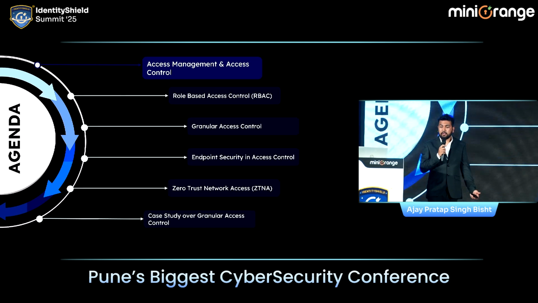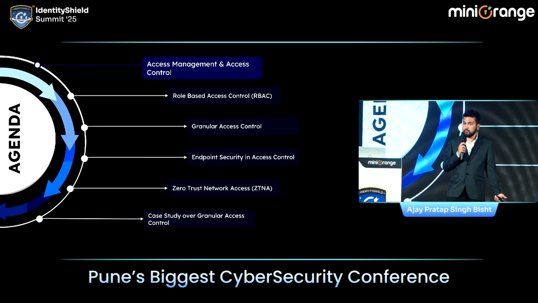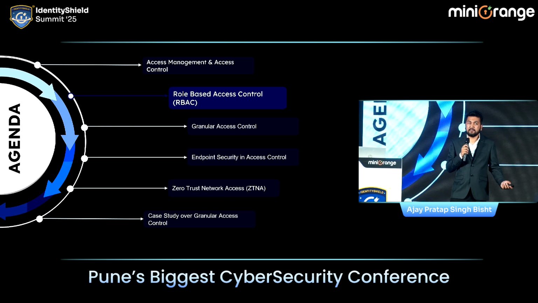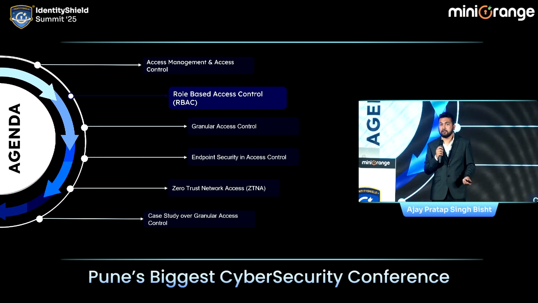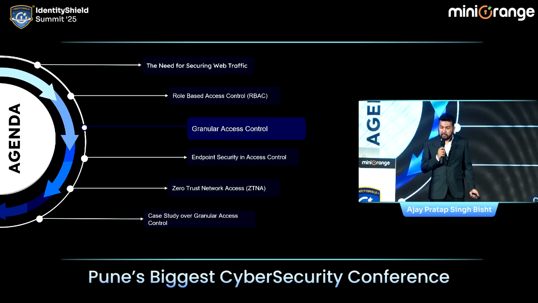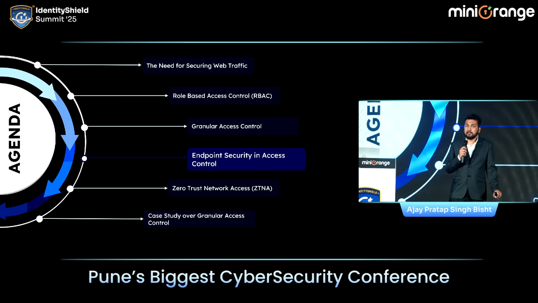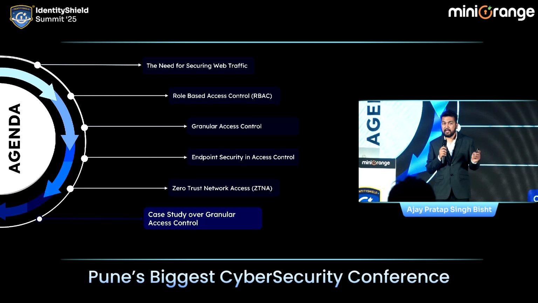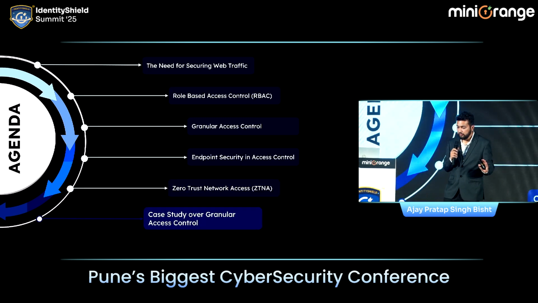So today we will be talking about access management and access control. Next, we'll be moving ahead with role-based access control, why it is important and what role it plays in your real-time environments. Next, we have granular access control. And moving ahead with that topic, we will be going forward with endpoint security in access control. And at the last, we'll be having the zero trust factor, how access control is used in zero trust. And at the last, we will be having an interesting case study about the granular access control, and we'll be looking forward to it.